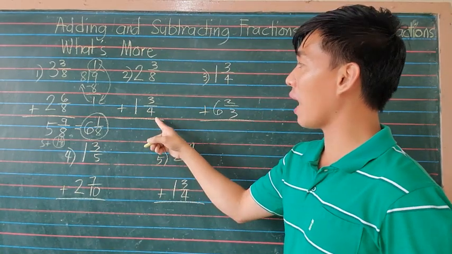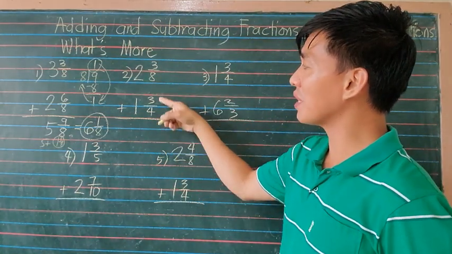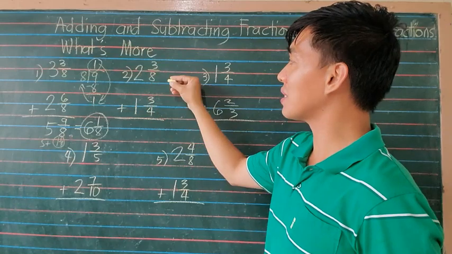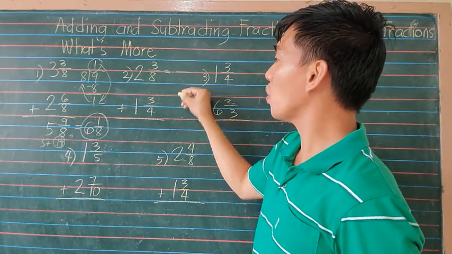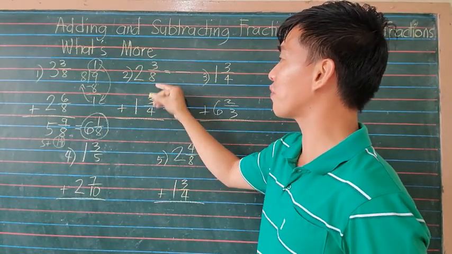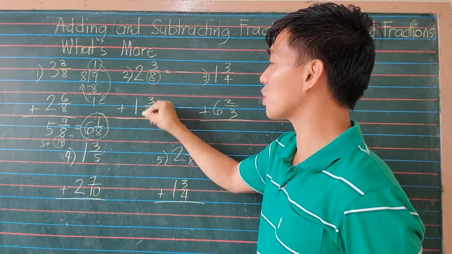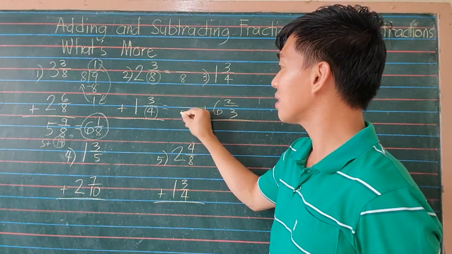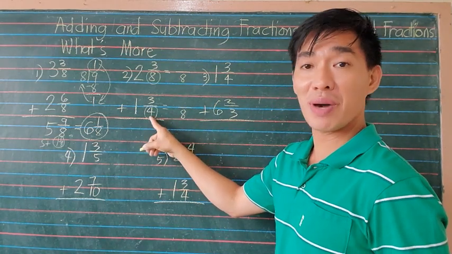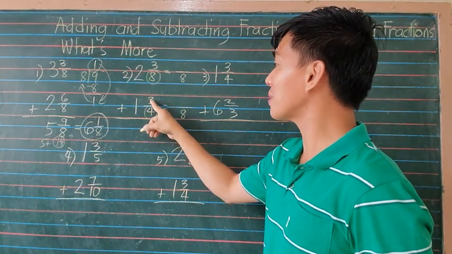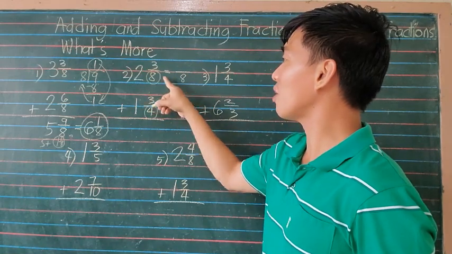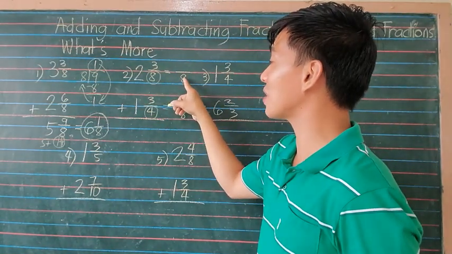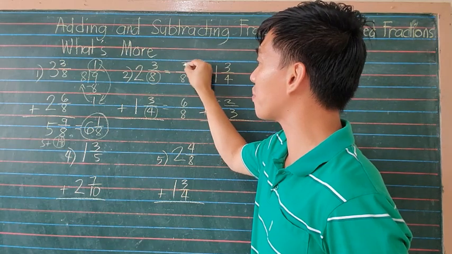Same thing that we will have to do here. However, in this case, they don't have the same denominators. So look for their common denominators first. The least common denominator of 8 and 4 is 8. So 8 divided by 4 is 2, times 3 is 6. Here, you just copy 8, so you also copy 3.